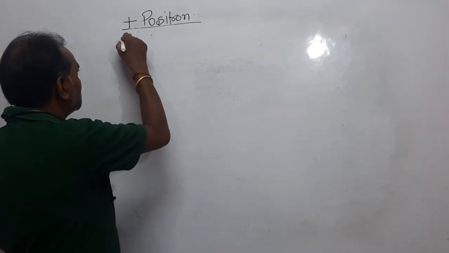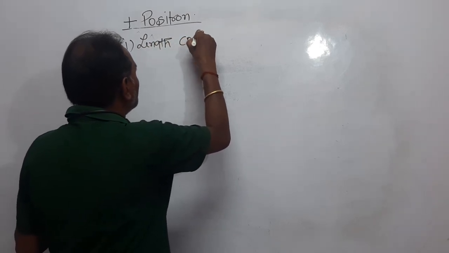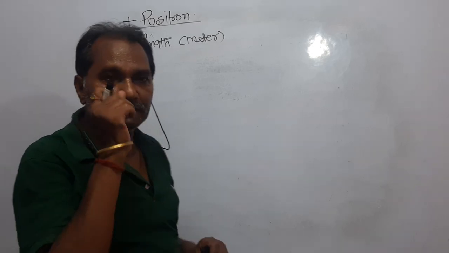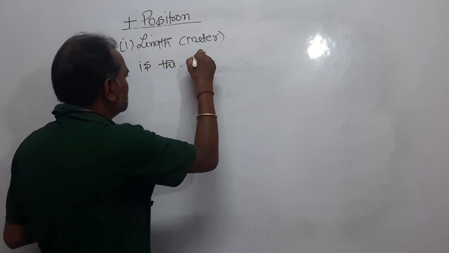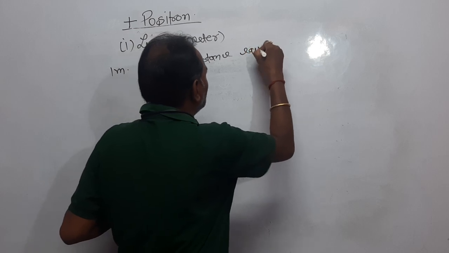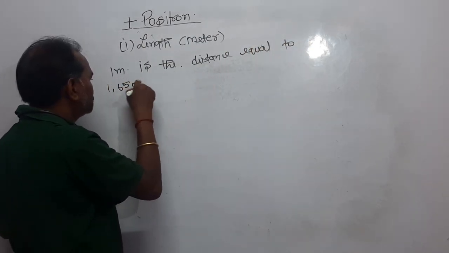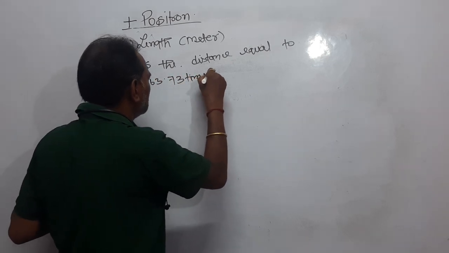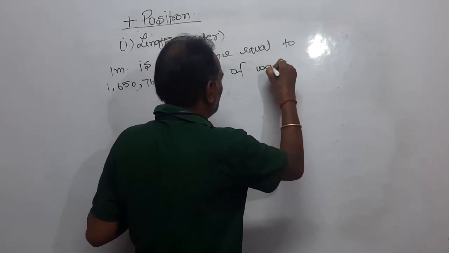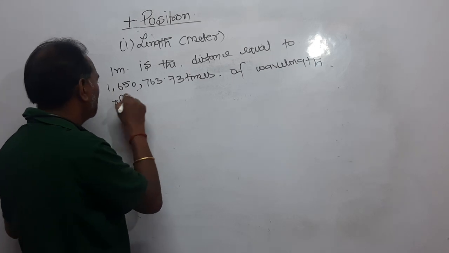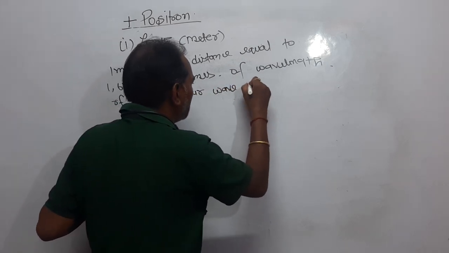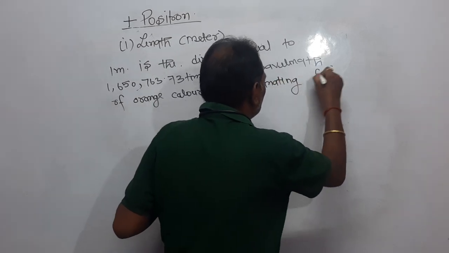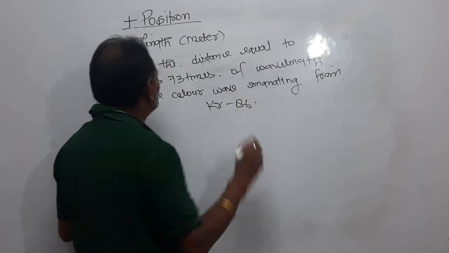First one is length, and its SI unit is the meter. How will you define it? The first fundamental quantity is length, and the SI unit is the meter. Very simply you can define it. Actually, 1 meter is the distance equal to 1650763.73 times the wavelength of orange color wave emanating from Krypton 86.